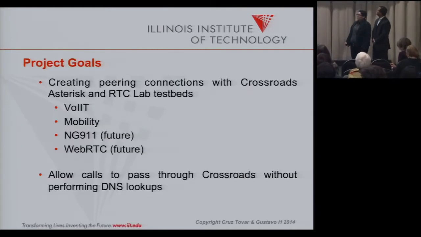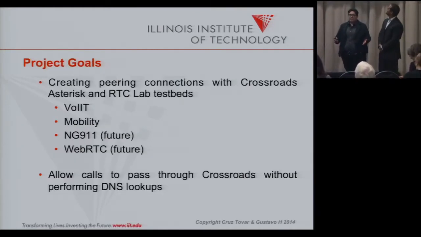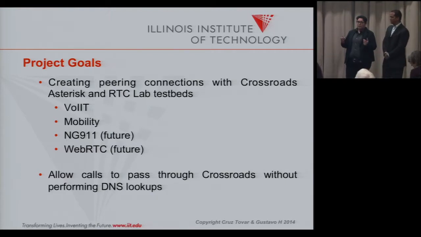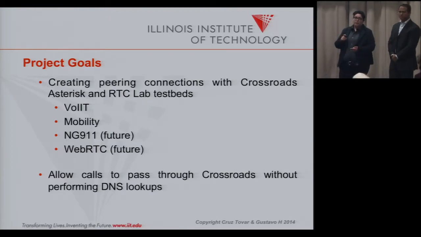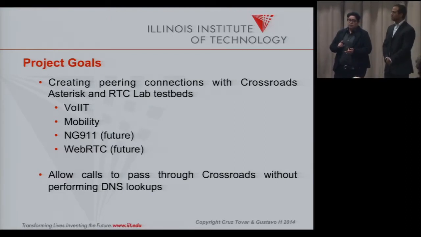So basically our project was to peer the various IIT testbeds. We have the mobility testbed, voice over IIT, WebRTC, and G911, but those will be future peering connections. A peering connection allows you to route calls from one testbed to the other by using a peering connection and not using a DNS lookup.